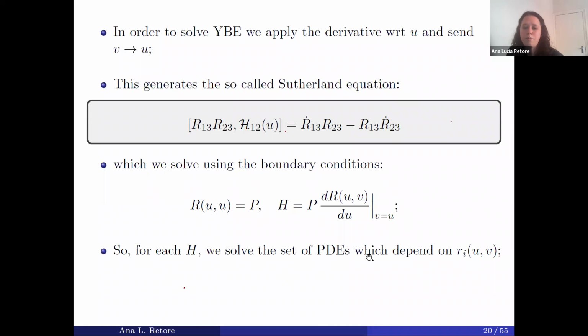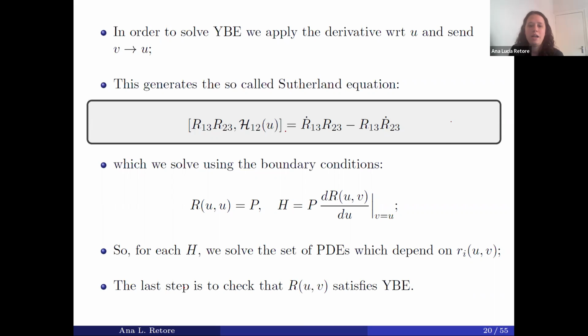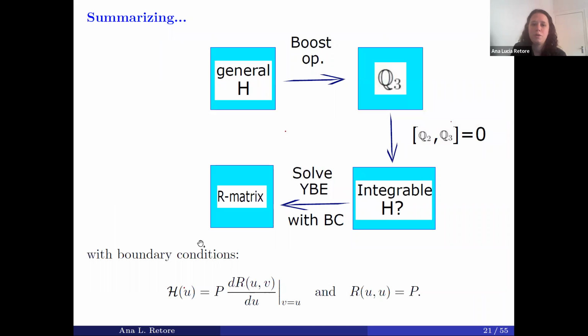And it's just a system of PDEs that can be easier or harder depending on how many non-zero elements you put in your ansatz at the beginning. And then you find an R and you check for Yang-Baxter. I realized it was maybe confusing, so let me summarize and repeat the whole method.